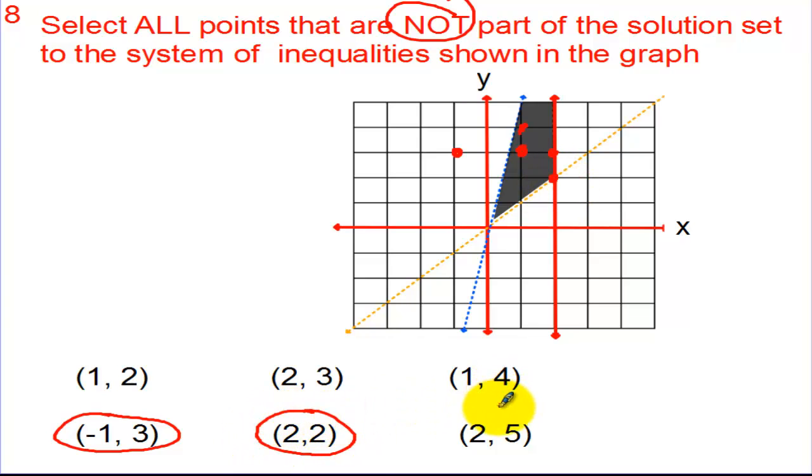And then (2, 5). Okay. Also, this point is on the boundary line, and this line is a solid line, so we are going to say that this is a solution. So we are not going to choose this. All right, that's your problem number 8.